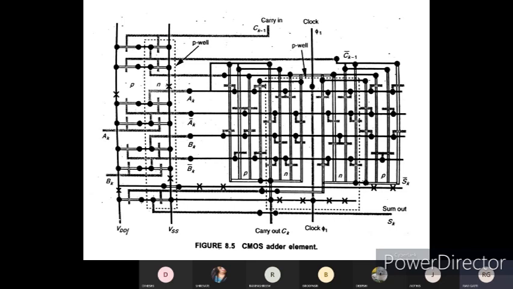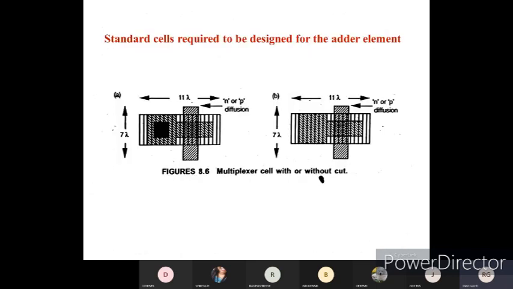So you can see here we have VDD and VSS, which we have shifted to the left side because of the floor planning mechanisms. And we can see here the carry in will be the input for the remaining PWell process and the NWell process, so that you will be getting a sum and carry output in an optimum manner.